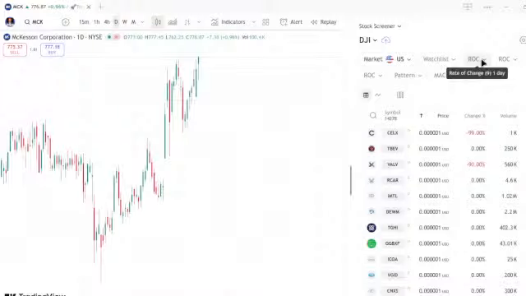So the first thing I want you to do is set up the indicator, right? Set up these indicators.